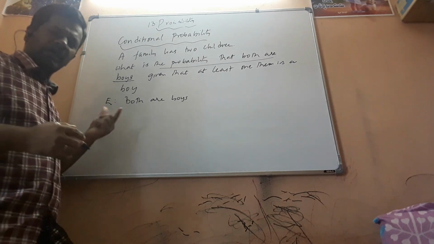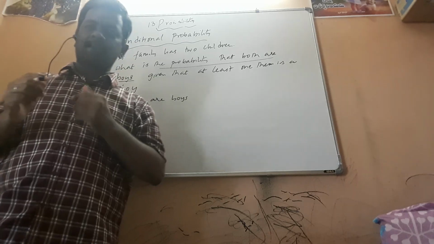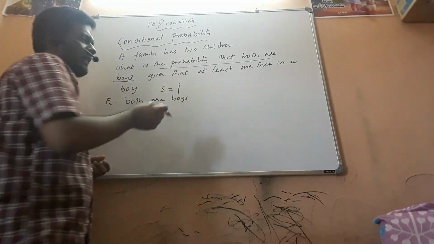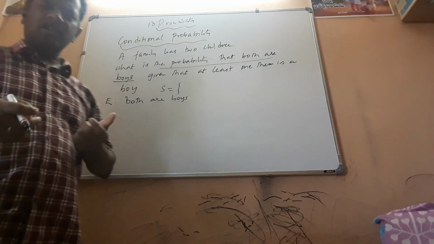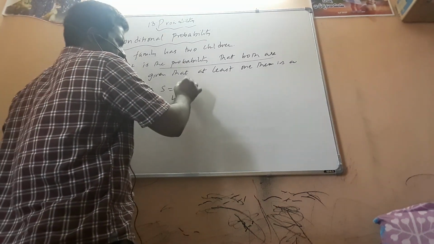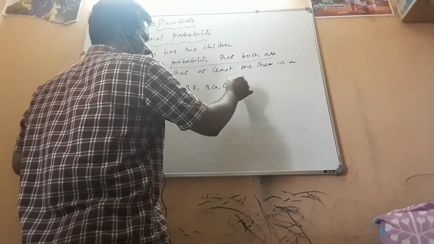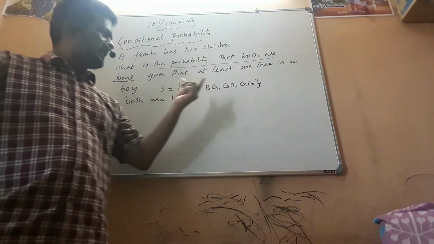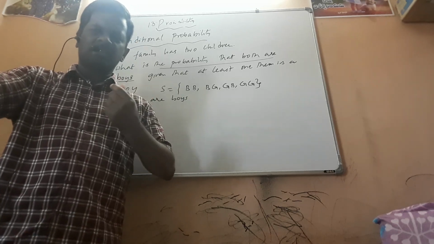Before writing event E, for every such problem, I would like to insist you to write the sample space. What is the sample space? It was mentioned very clearly, family has 2 children. Children will be boys or girls. So, the possibilities will be BB, BG, GB, or GG, because only 2 children are there. This defines the sample space.